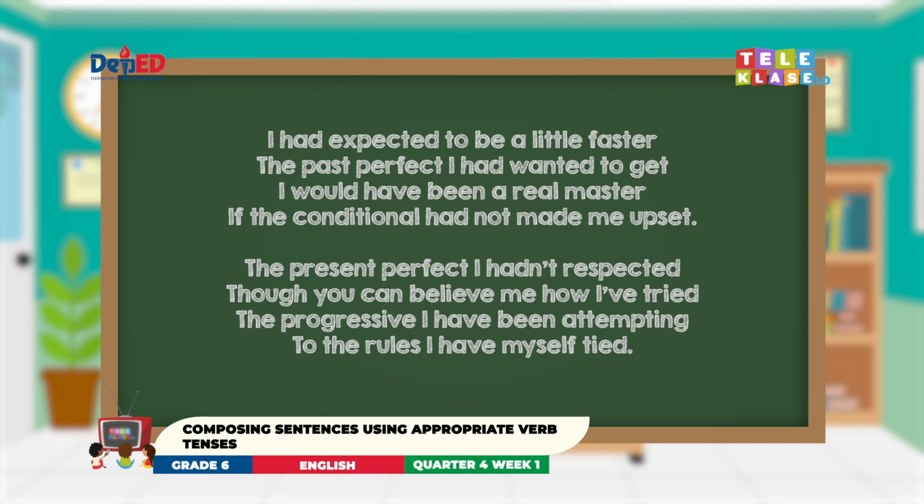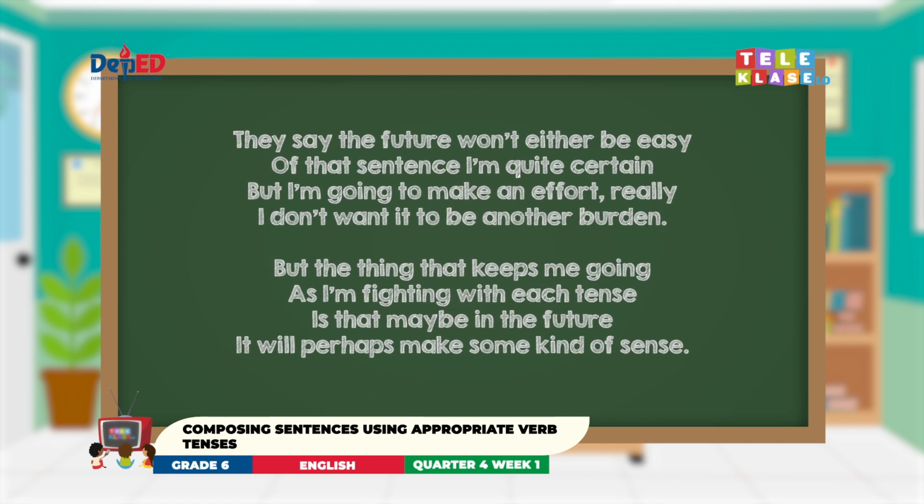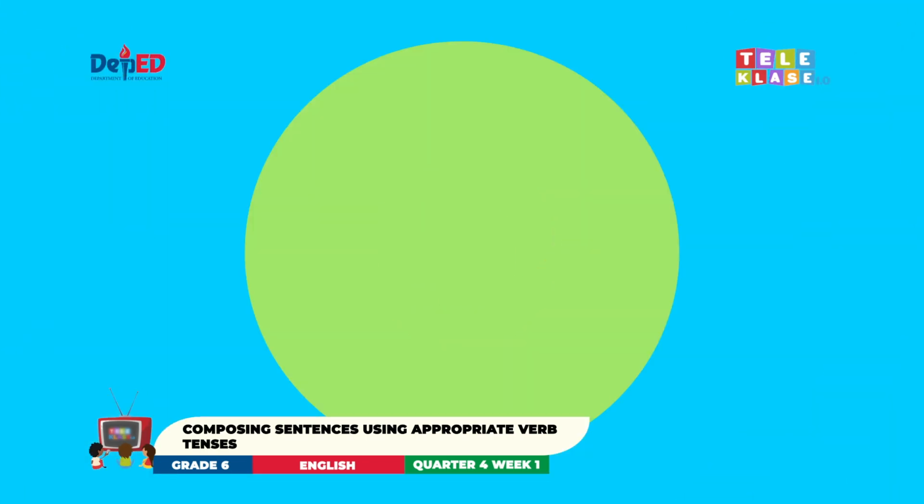The present perfect I hadn't respected, though you can believe me how I've tried. The progressive I have been attempting, to the rules I have myself tied. They say the future won't either be easy. Of that sentence, I'm quite certain. But I'm going to make an effort. Really, I don't want it to be another burden. But the thing that keeps me going, as I'm fighting with each tense, is that maybe in the future, it will perhaps make some kind of sense.